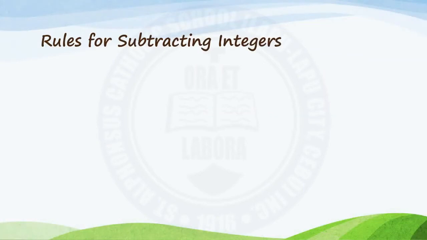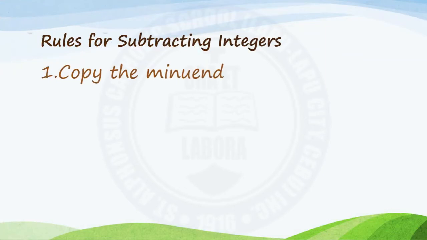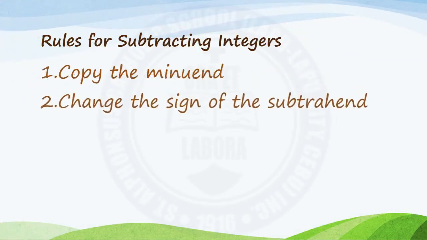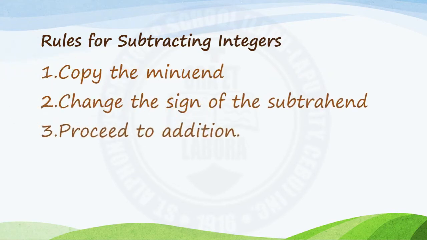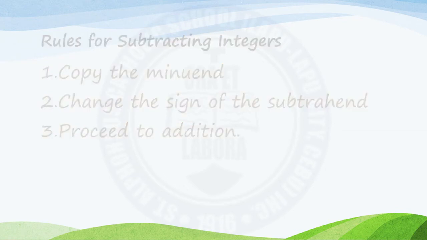Rules for subtracting integers. Rule number 1, copy the minuend. Second, change the sign of the subtrahend. The third one, proceed to addition. I will give you examples on how to subtract integers.